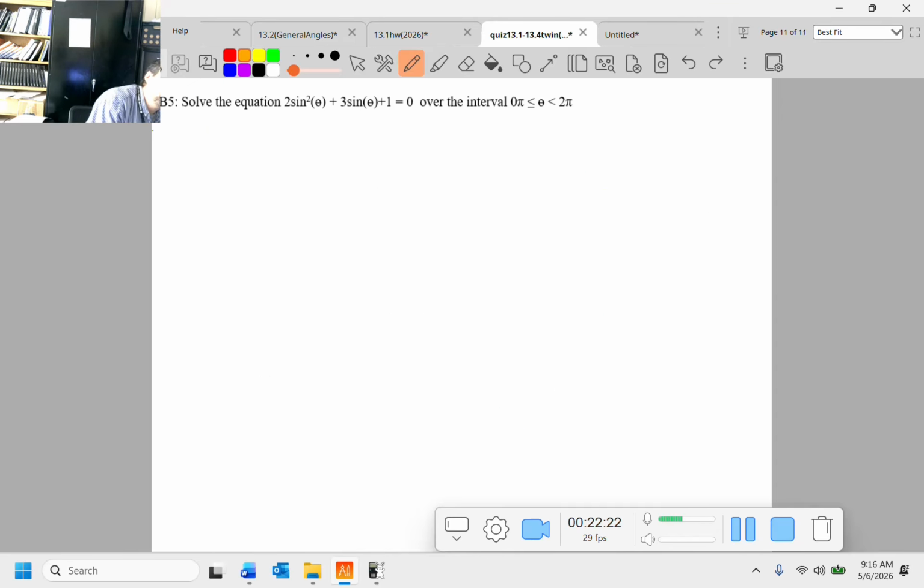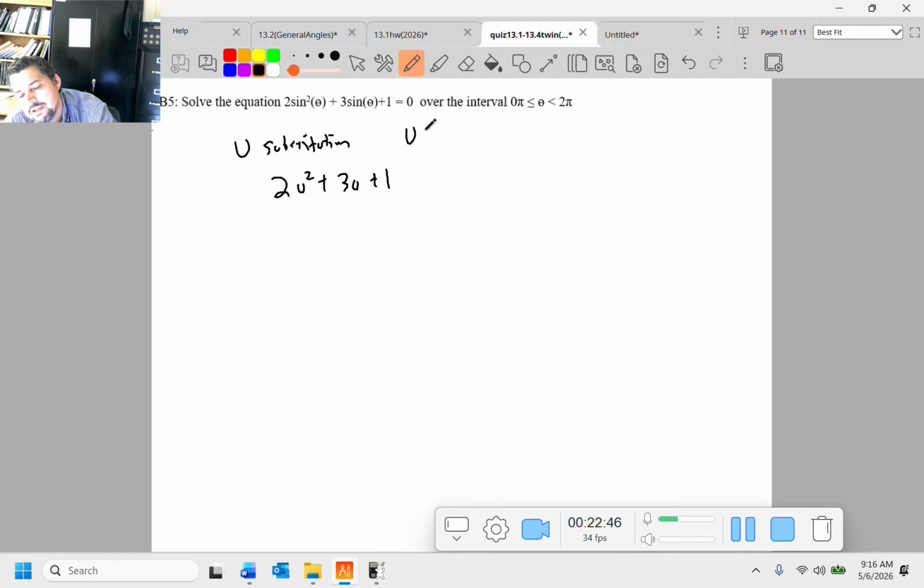Bonus 5, solve the equation. This is one of those things too I intended to get to, but it just didn't happen because of time constraints. Solve 2 sine squared theta plus 3 sine theta plus 1 equals 0 over the interval from 0 to 2 pi. So one of the first things I'm going to do is use something called u substitution. I'm going to write this as 2u squared plus 3u plus 1. What I did is I let u be the sine of theta. And the reason I did that is because this is easy to factor.